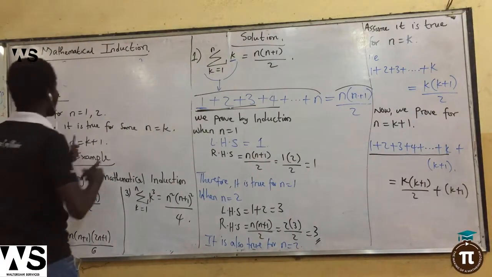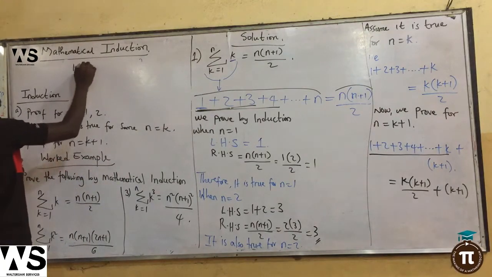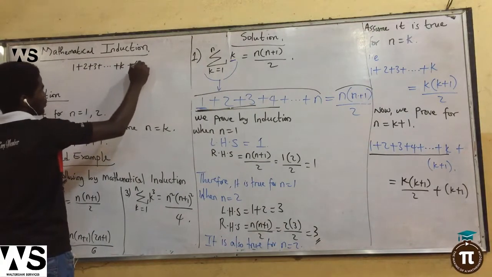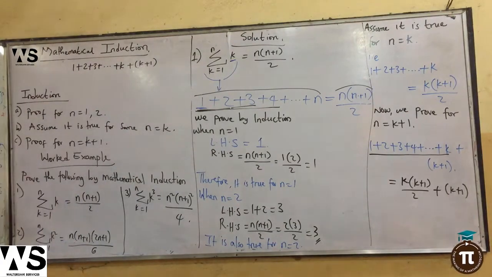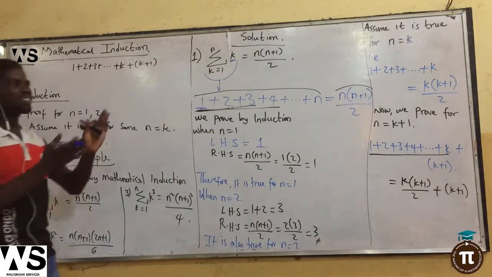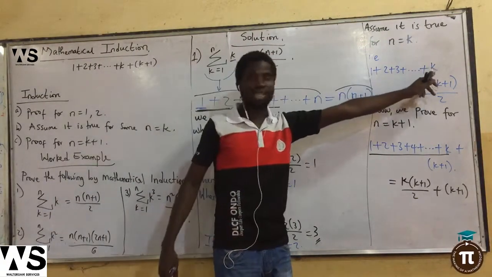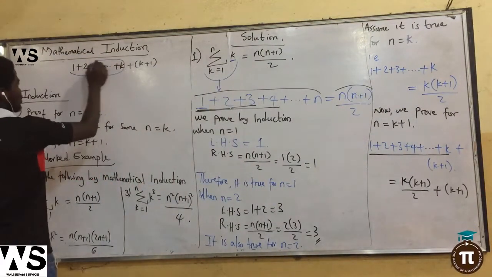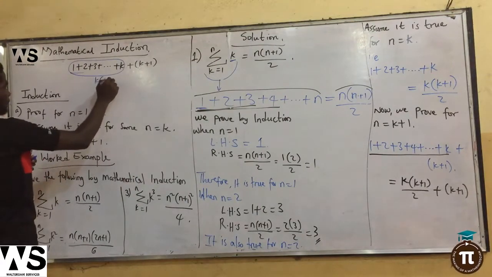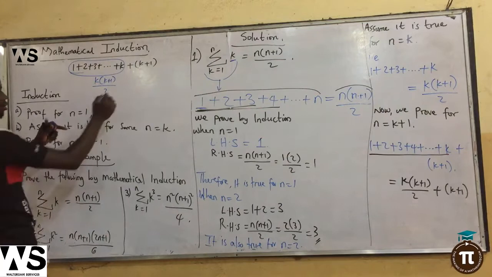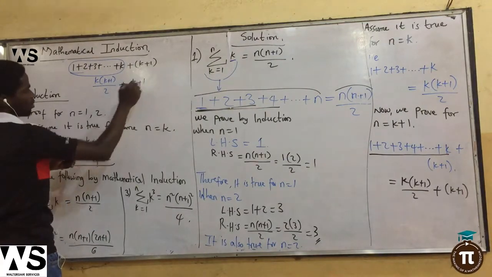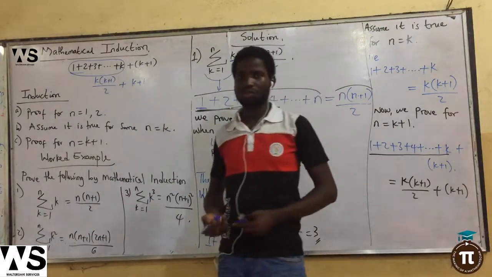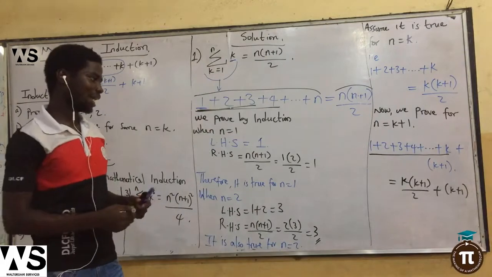Now, look at it. I have 1 plus 2 plus 3, till you get to k, plus k plus 1. Do you see that? From the assumption, what is 1 plus 2 plus 3 plus till you get to k? This is it. So 1 plus 2 plus 3 plus k, plus this new person. Do you understand? Yes. Good. So, what am I left with?